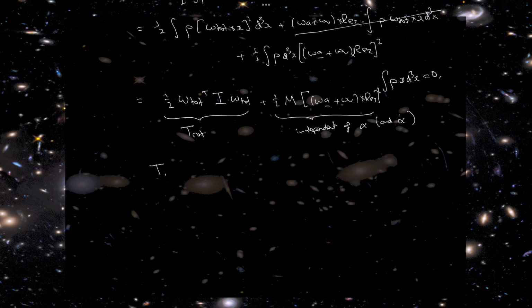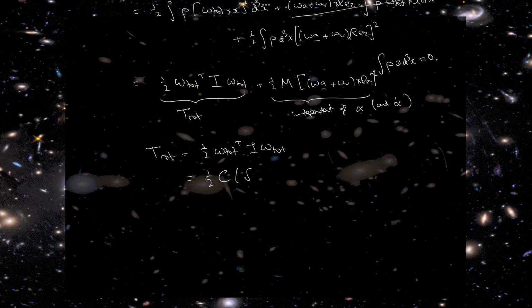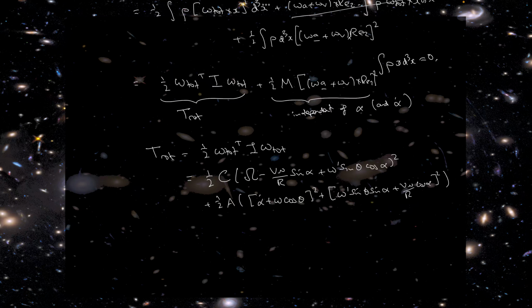So T rot is, well, we compute this by taking the expression we have here, multiplying coefficient of n squared by c, and then multiplying by a the sum of the squares of the other two components. So that gives us a half c into omega minus Vn over r sine alpha plus omega prime sine theta cos alpha all squared, plus a half a times alpha dot plus omega cos theta all squared, plus omega primed sine theta sine alpha plus Vn over r times cos alpha all squared.